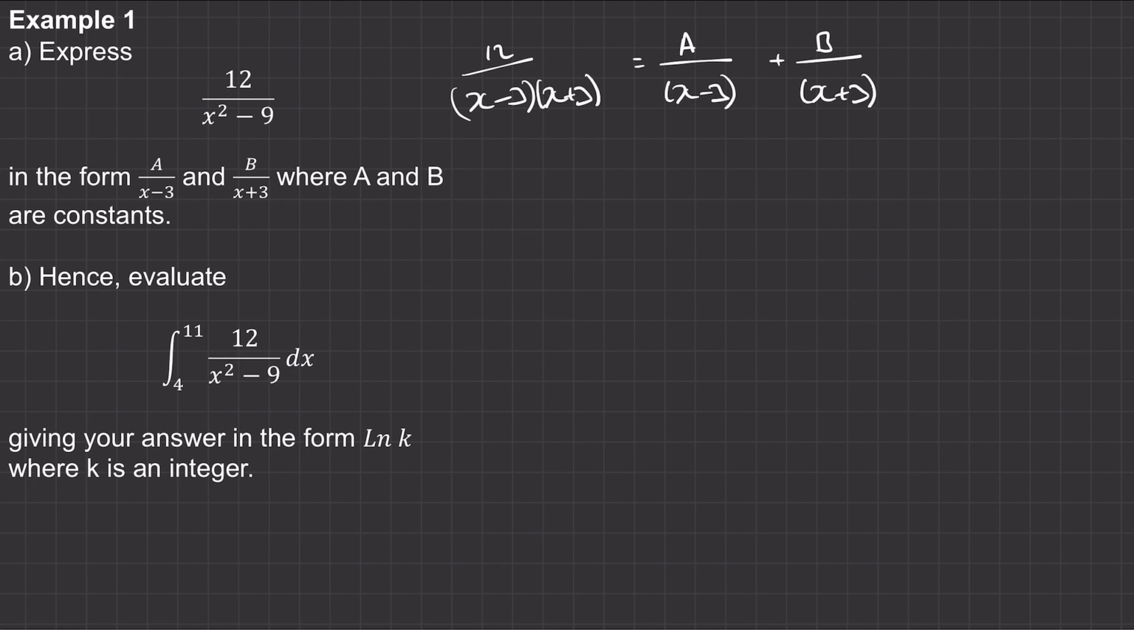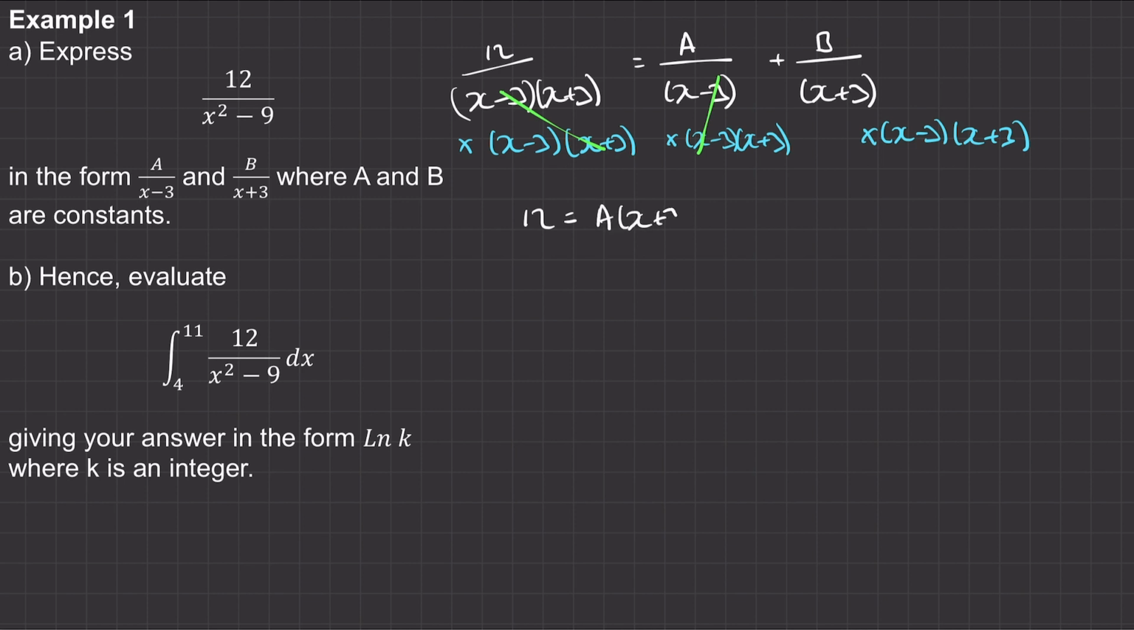And now I'm going to multiply everything by x minus 3 and x plus 3, because then this will cancel on the left-hand side. So these will cancel. So we have 12 is equal to, these will cancel, so we have A lots of x plus 3, and this will cancel with this. So we have B lots of x minus 3.